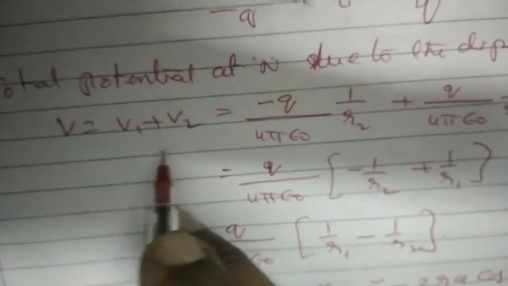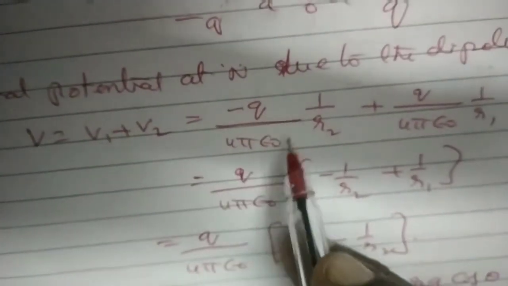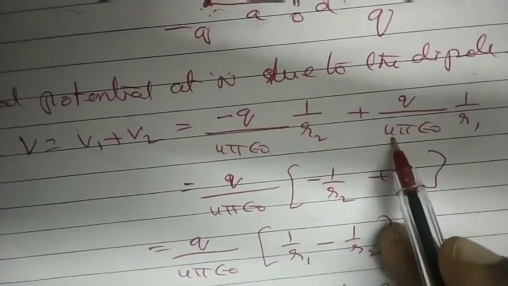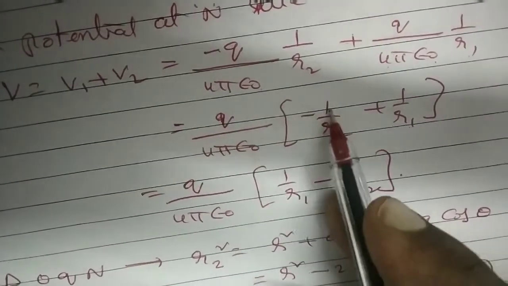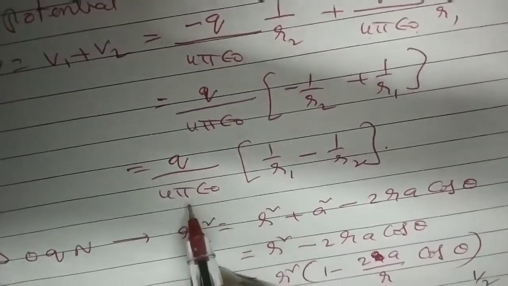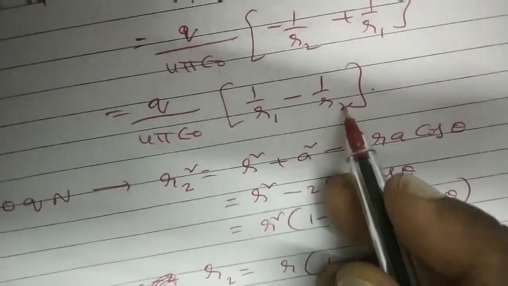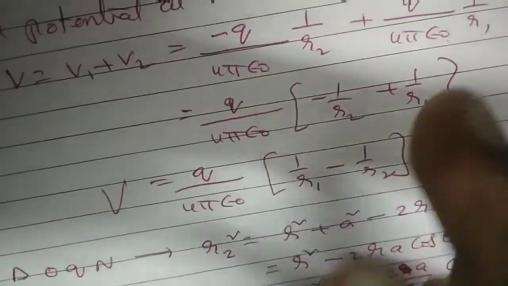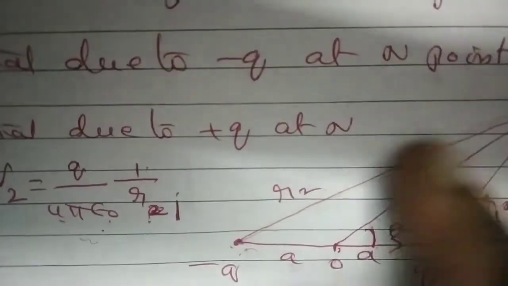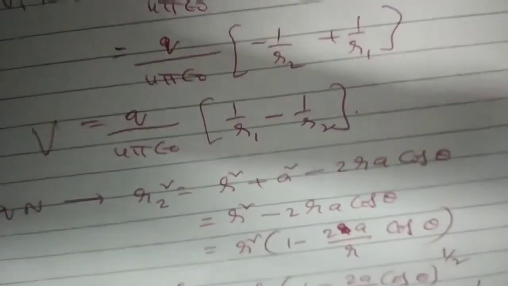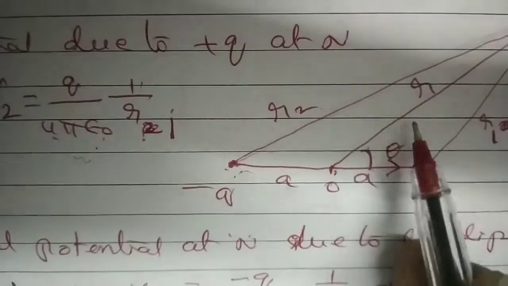V1 plus V2. Means what? Minus Q by 4 pi epsilon 0 into 1 by R2, plus Q by 4 pi epsilon 0 into 1 by R1. Taking Q by 4 pi epsilon 0 common, minus 1 by R2 plus 1 by R1. That means Q by 4 pi epsilon 0 into (1 by R1 minus 1 by R2). So in this way we got the total potential at point N. But here we imagined the distances R1 and R2, so we have to change the answer from R1, R2 to R and theta.